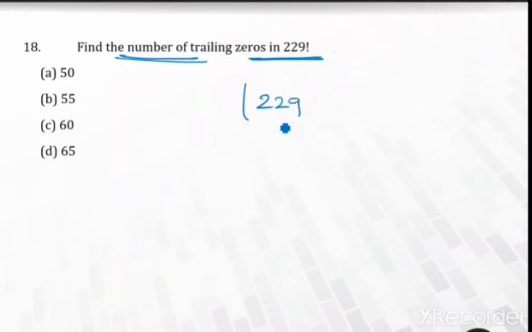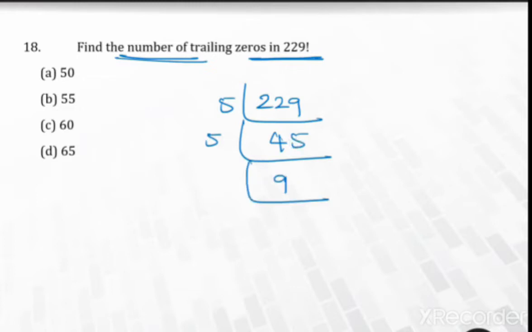229, divide by 5: 5 fours is 20, 5 nines is 45. Then 5 fives is 25, 5 ones is 5. Don't consider the remainder. Now what is 45 plus 10? 45 plus 10 gives 55. Answer is 55.